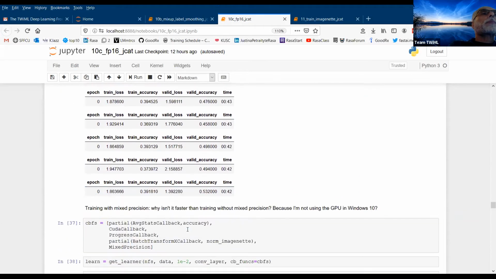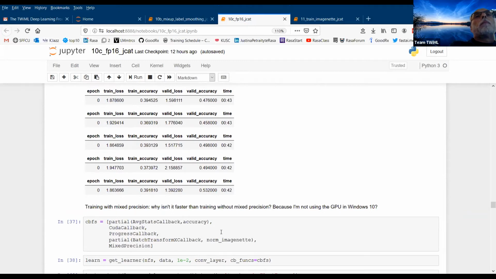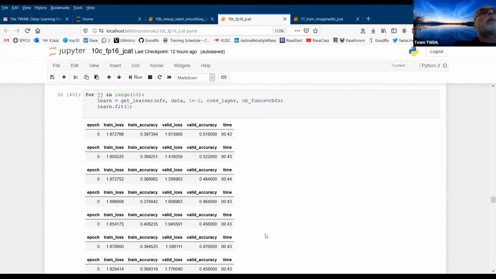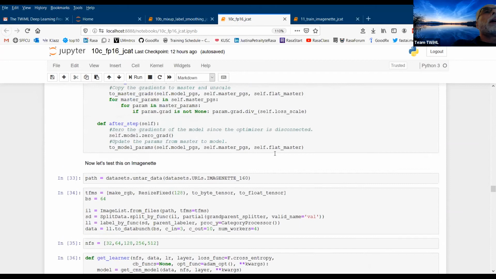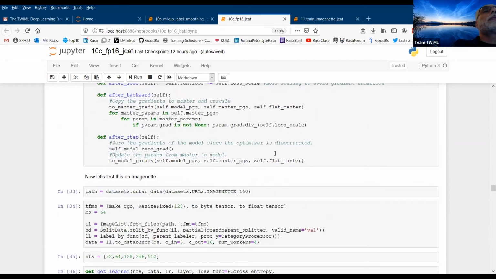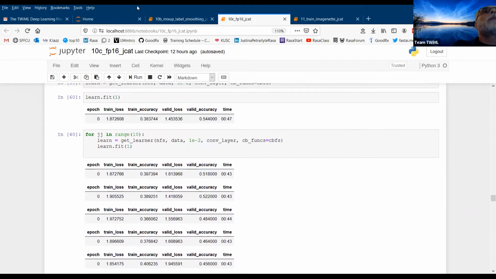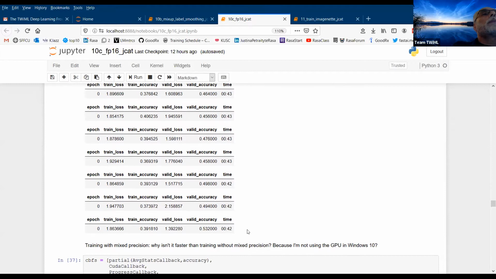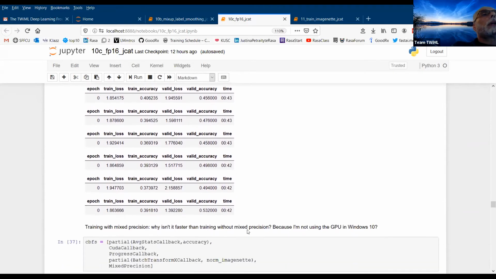I wanted to run 10 epochs to see if mixed precision was any better. And I found out that training with mixed precision is no faster than training without mixed precision. I thought mixed precision is supposed to gain you a speed advantage, and at least on my computer, it doesn't. It's 43 seconds for each epoch, and the previous notebook, without mixed precision, is also about 43, 44 seconds per epoch. I'm trying to understand why it's not faster on my computer. I think it's because I'm on Windows 10 and maybe it doesn't make full use of the GPU. Maybe that's the problem. But at least it works.